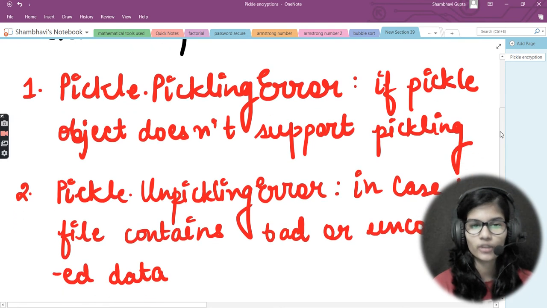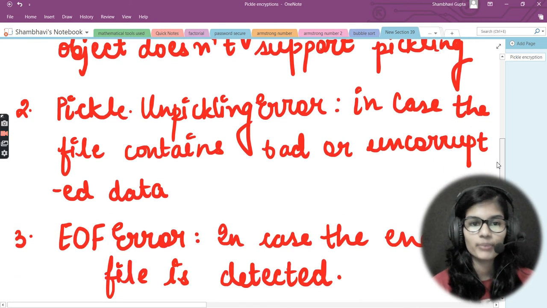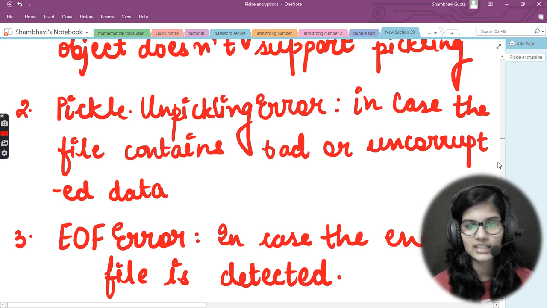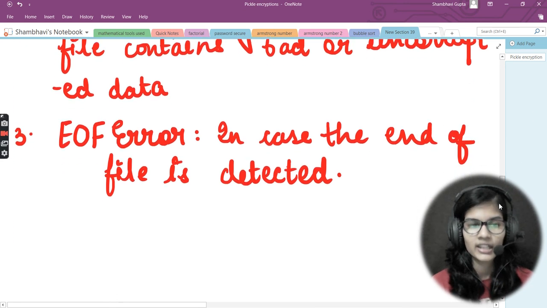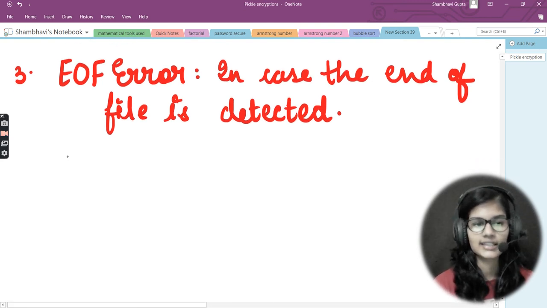It means that if a pickle object doesn't support pickling, this was the one, right? Second, we have pickle.UnpicklingError, which means that the file contains bad or corrupted data. And the third one is EOFError, which means that the end of the file is detected.